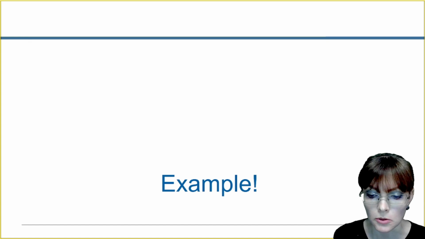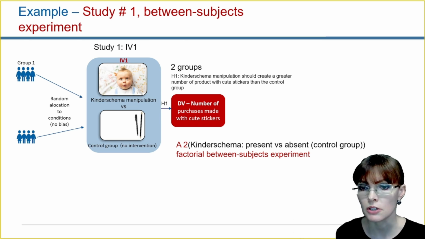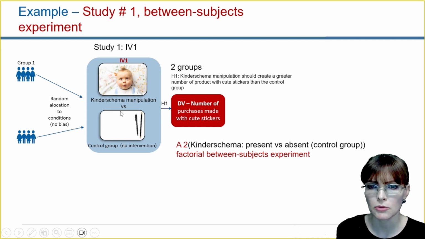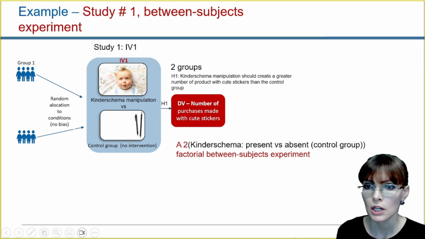I will start gently and slowly with 1 factorial experiment. This is a fictitious hypothetical experiment. I made it up for the purposes of this video. Let's say in this experiment we are trying to investigate which of the packaging labels will result in consumers purchasing products with cute stickers. And based on knowledge in psychology, we are hypothesizing that people will purchase products with cute stickers if we prime them with cuteness.